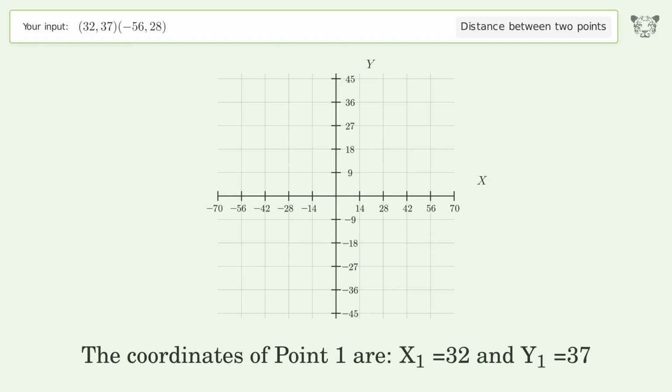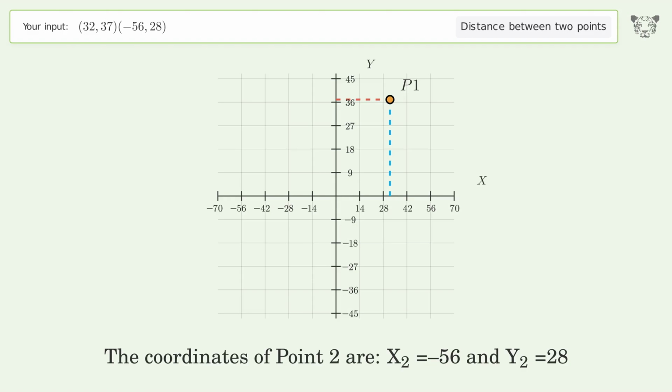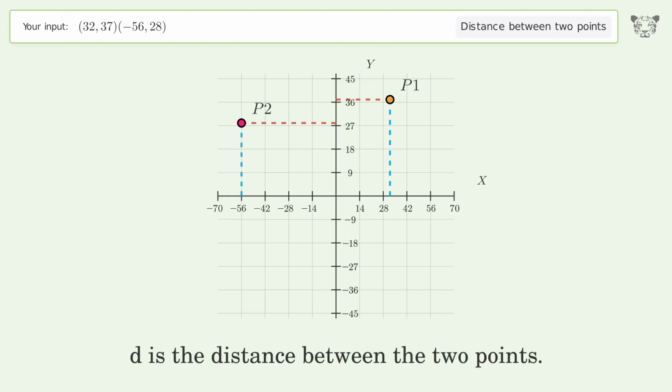The coordinates of point 1 are x1 equals 32 and y1 equals 37. The coordinates of point 2 are x2 equals negative 56 and y2 equals 28. D is the distance between the 2 points.